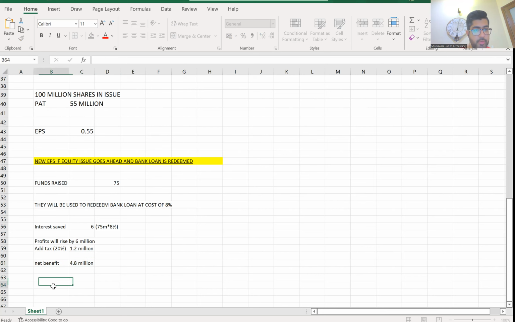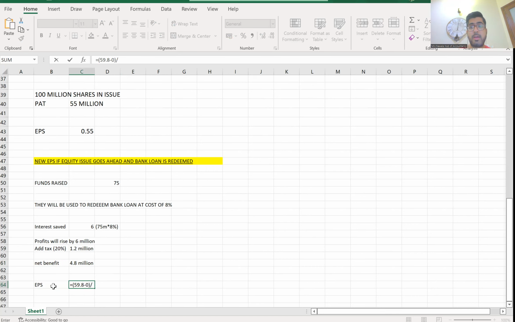Now you can find the new EPS. Your PAT is now not 55 million. You redeemed the loan to get 6 million of additional interest saved, which increased profits but increased tax as well. So your net benefit was 4.8 million. Now your PAT is increased by 4.8, so your PAT is 59.8 million. Less preference dividend, no preference shares, so no preference dividend.